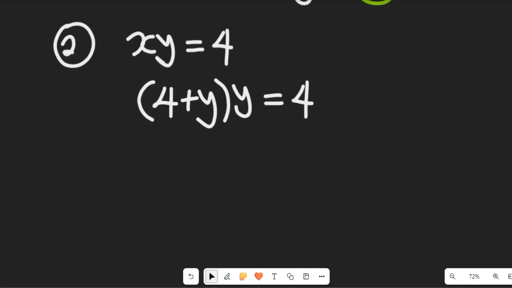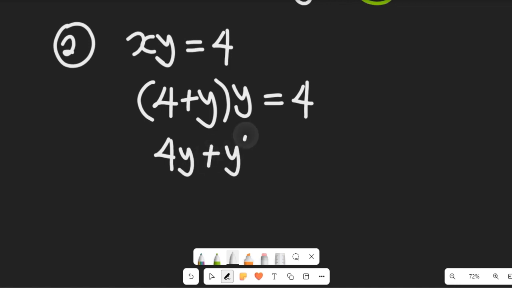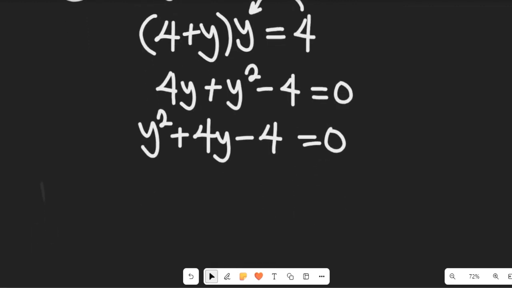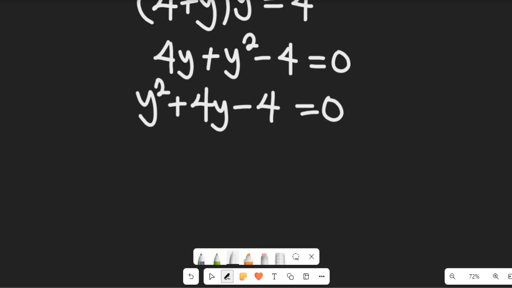If I expand that expression, I'm going to have 4y plus y squared minus 4, and this will be equal to 0. Recall, I just simply brought this here to make it negative. If I rearrange this expression, I'm going to have y squared plus 4y minus 4 equals 0. This is a quadratic expression. So how do we solve this quadratic expression? We are simply going to use the quadratic formula.